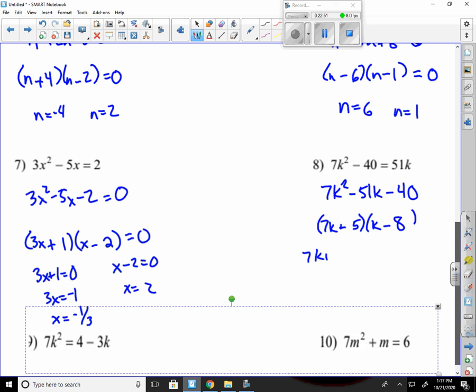Set them both equal to 0 and solve. Subtract the 5 over, divide by 7. It gives k equals negative 5/7. Add the 8 over, k equals 8.